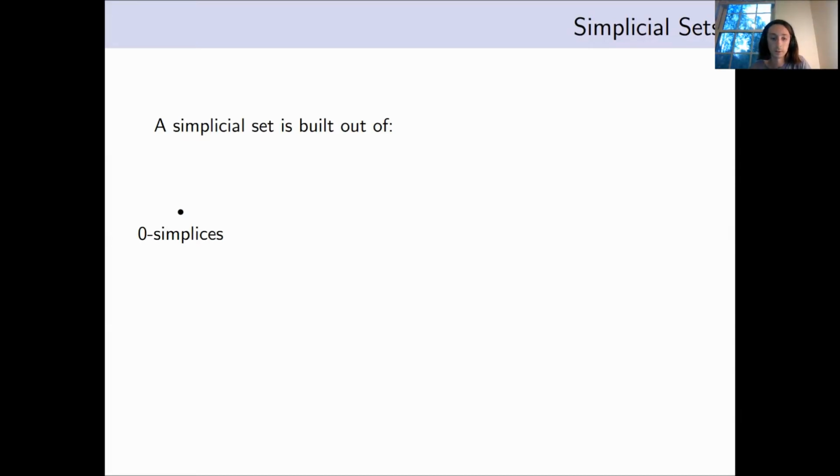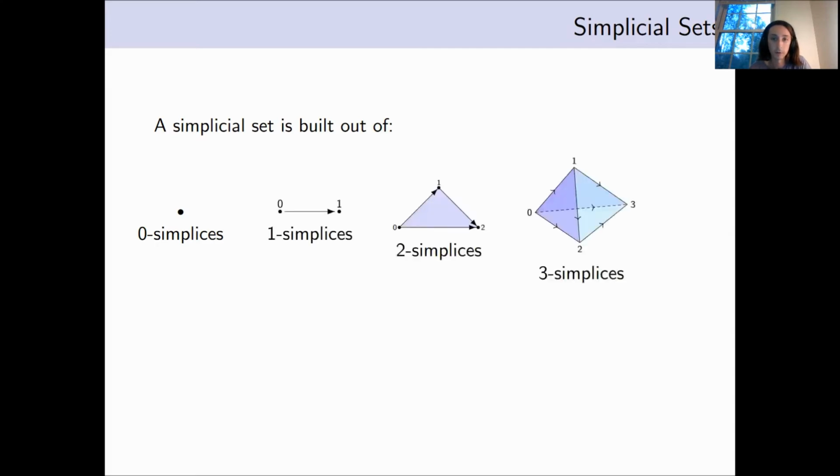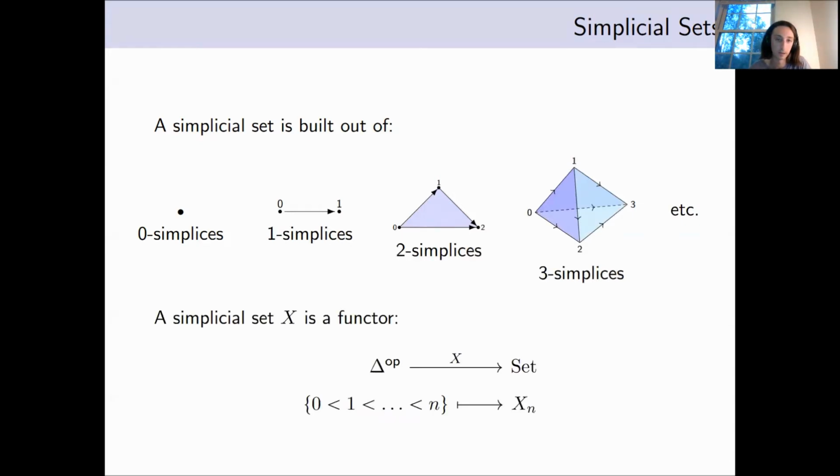The way to picture a simplicial set is as being built out of simplices. So you have vertices, you have arrows, you have triangles, you have tetrahedra, and so on for higher dimensions. A more precise definition is that simplicial sets are contravariant functors from the simplex category to the category of sets.